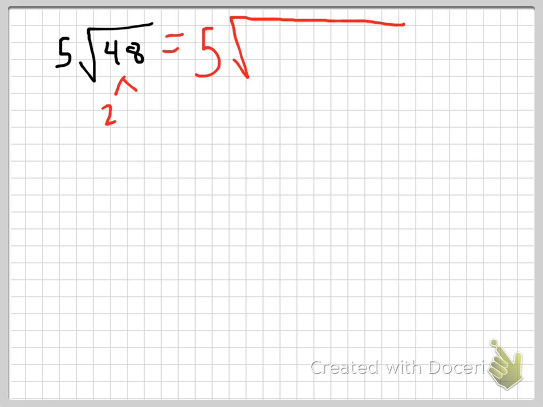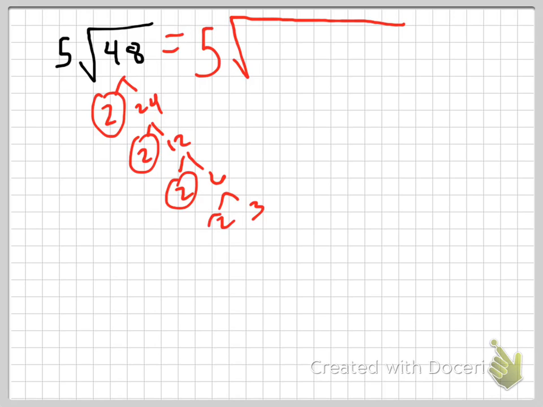48 I know is 2 times 24, and I know 24 is 2 times 12, and I know 12 is 2 times 6, and I know 6 is 2 times 3. So look at all my prime factors. So I've got 2 times 2 times 2 times 2 times 3, which can be rewritten as 2 squared times 2 squared times 3. Or I could have written it as 4 squared times 3.